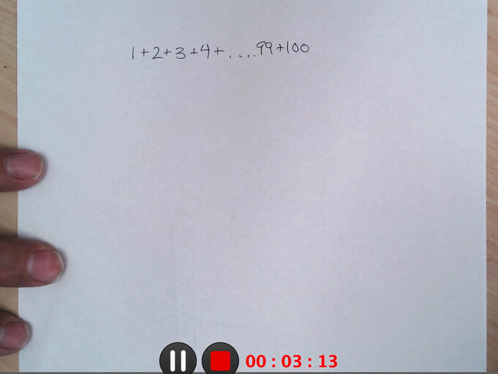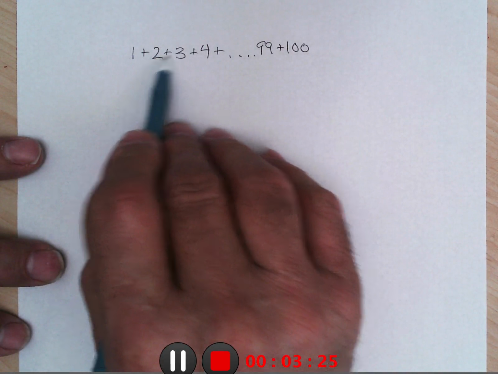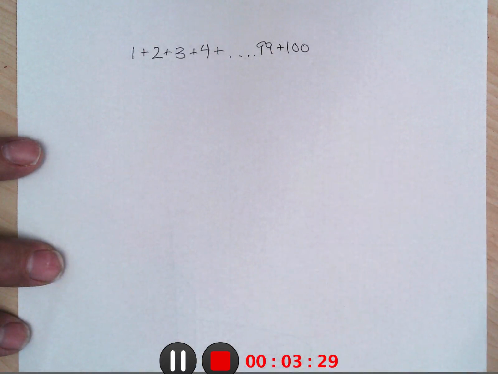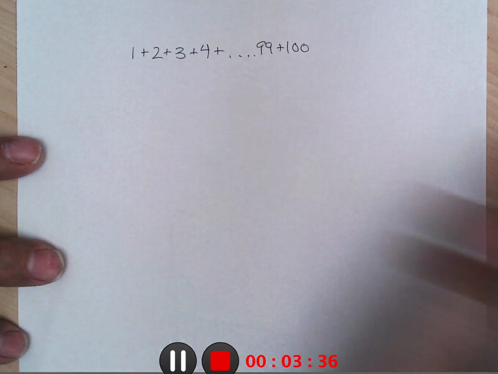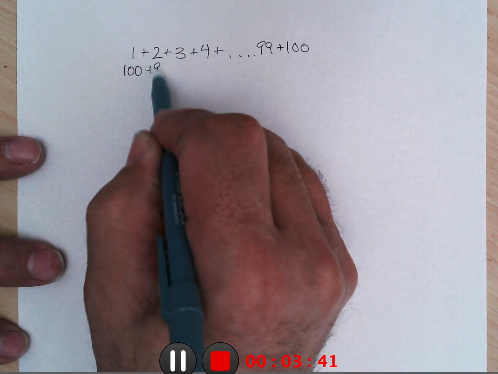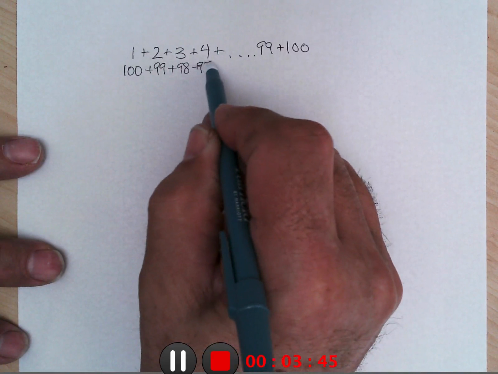He said, I got the answer, teacher, and the teacher didn't believe him. It turned out that he was correct. He didn't go 1 plus 2 is 3, plus 3 is 6, plus 4 is 10, plus 5 is 15, and work it out. We believe, though you never know what's going on inside somebody's head, that the kid did 100 plus 99 plus 98, wrote the sequence backwards.